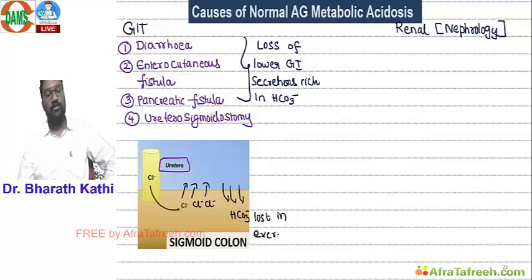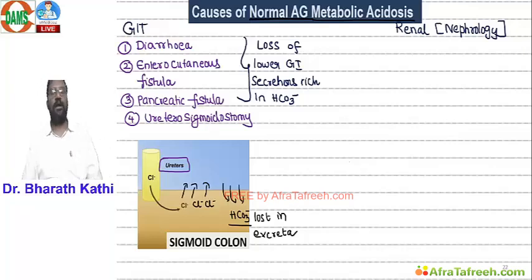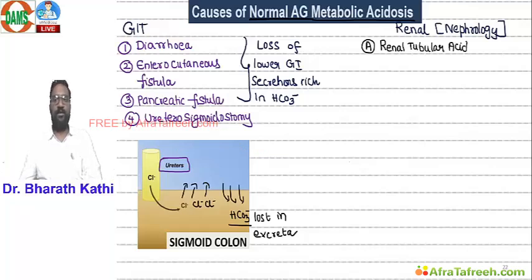Bicarbonate is lost in the patient's excreta. Always chloride and bicarbonate will have an inverse relationship. Because bicarbonate is lost, there will be metabolic acidosis, and an equal amount of chloride has been absorbed. There will be normal anion gap, no change in anion gap. Coming to the renal causes. In the renal causes, the first category will be renal tubular acidosis. I am not going to discuss RTA right now because it must have been extensively dealt with in your nephrology.